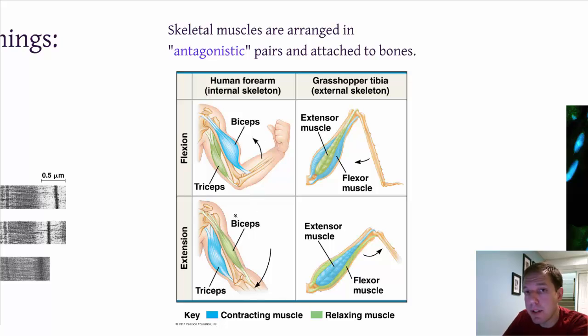In the opposite motion, to extend the arm, the biceps need to relax, loosening the grip on the forearm, while the triceps, the muscle on the bottom, is contracting, pulling downward on the forearm. The end result is that the arm is going to move down. So that pairing of muscles, each one doing its job at the right time, is what allows us to move all of these different body parts in two directions.